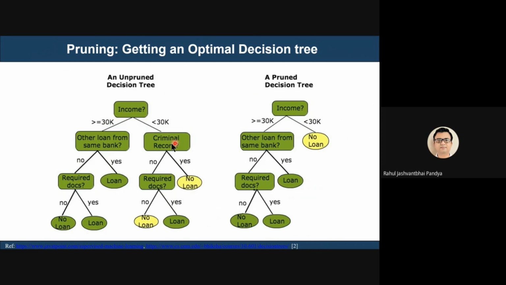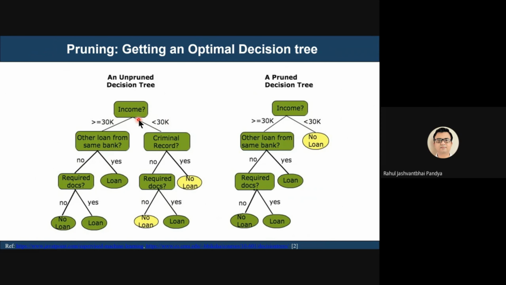If there is a criminal record, then no loan would be given. Then it can be split further into multiple parts. Now let's say some of the nodes here. If the income is 30,000, the person is not eligible. We do not want to give them a loan because most likely he may not be able to repay the loan, or we can give a smaller loan to them, not a huge loan.